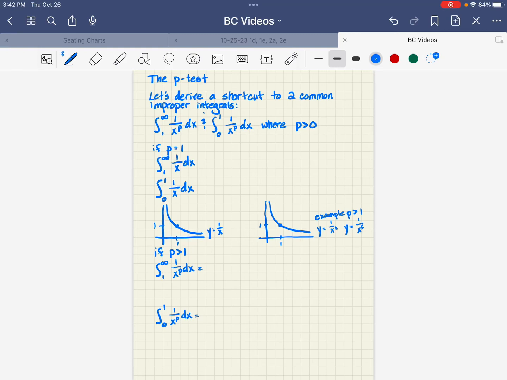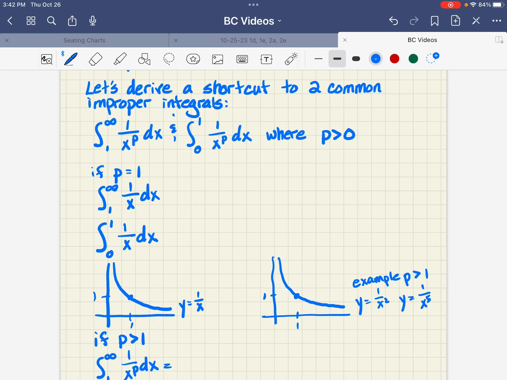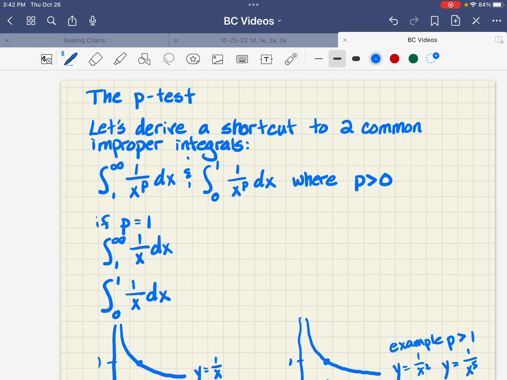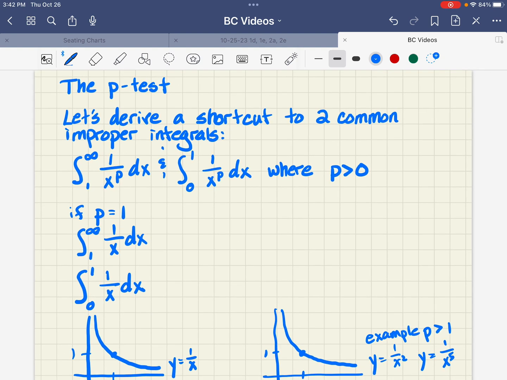Okay, today we're going to talk about the p-test, which is a shortcut to some common improper integrals that we see, so we don't always have to directly evaluate them. So let's zoom in here. All right, so the two common ones are the integral from 1 to infinity of 1 over x to the p, and the integral from 0 to 1 of 1 over x to the p dx, where p is some positive value. So we're going to look at three cases.